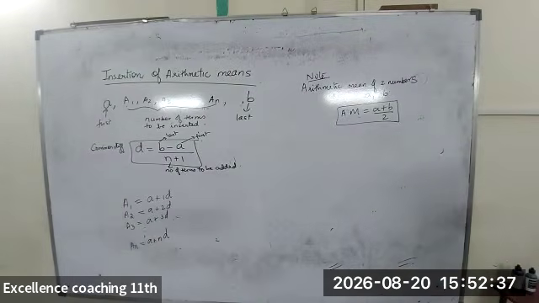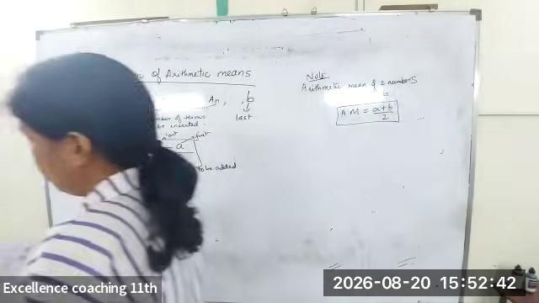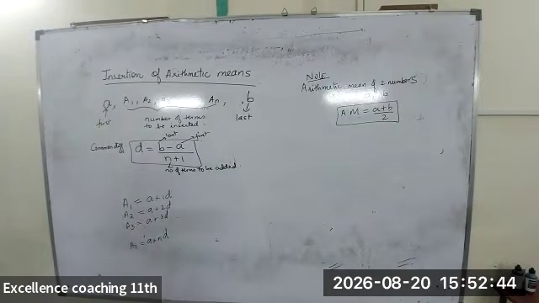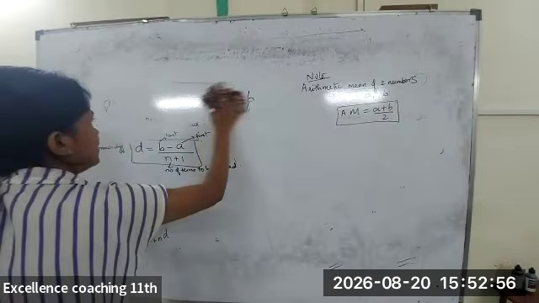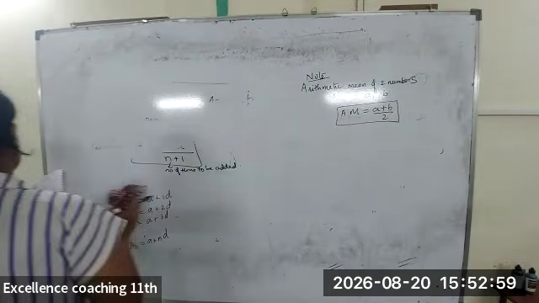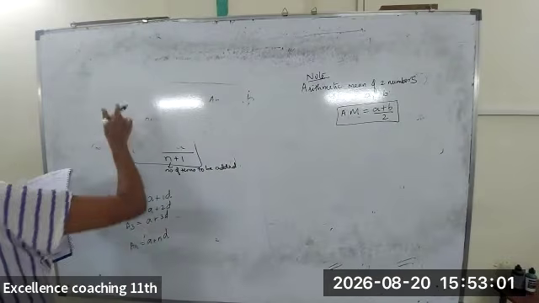Start with the first question, page number 16. Find 6 AMs. AMs means arithmetic means. Find 6 arithmetic means between... Find or insert both mean the same thing. Find 6 AMs between 15 and minus 13.